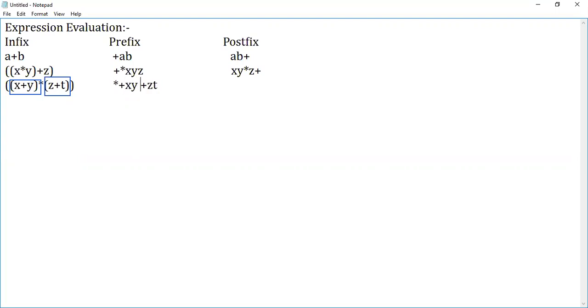Don't confuse it. This is what I told you. If the parenthesis occurs, it is different. Without parenthesis, it is different. Okay. And the same way, is it clear, guys? Got what is prefix? Now will you write for postfix?